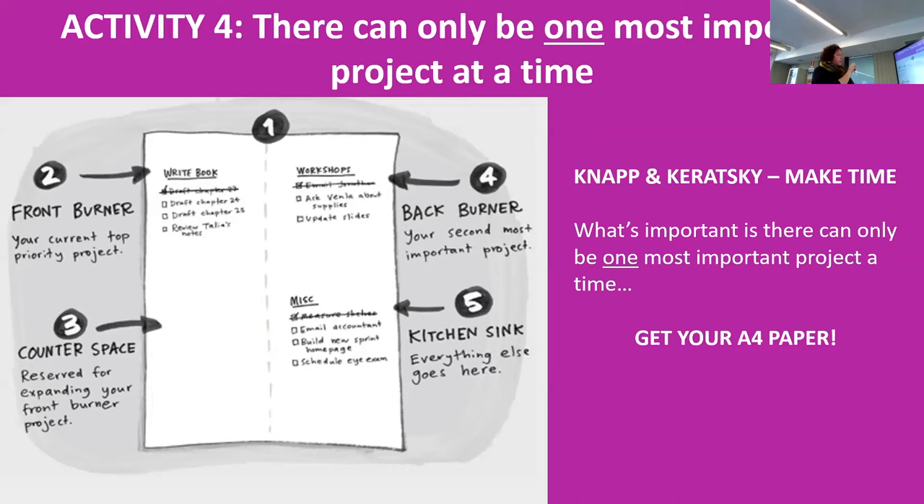So top left is your front burner. That's your most important project. Underneath that is the counter space, any kind of additional stuff that comes up. Top right is the back burner, your second most important project, and you've got the kitchen sink, which is everything else underneath.